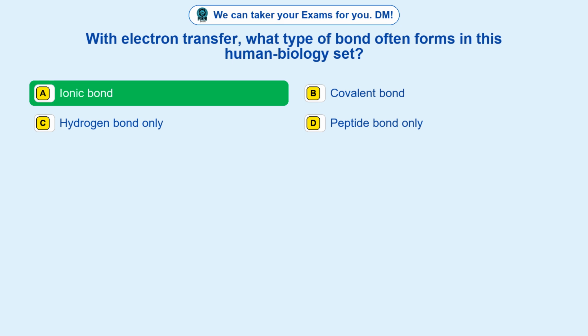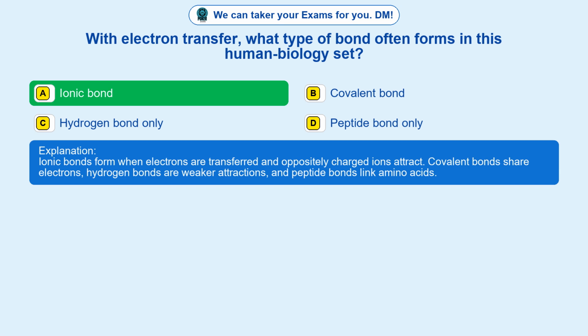The correct answer is option A. Ionic bond. Ionic bonds form when electrons are transferred and oppositely charged ions attract. Covalent bonds share electrons, hydrogen bonds are weaker attractions, and peptide bonds link amino acids.